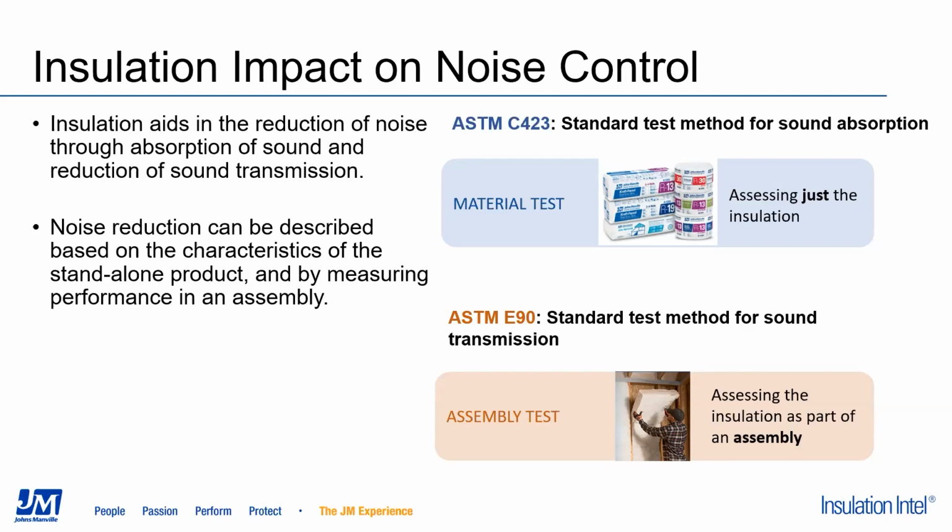Whereas if we want to quantify performance as described by sound transmission, that is an assembly performance test, and there's a test method called ASTM E90. In that method, you are essentially creating an assembly and, from the standpoint of insulation, putting insulation into that assembly. We're looking at the performance of the assembly as a whole, but by understanding which type of insulation product we've put in there, we can see how the insulation contributes to the whole system performance.